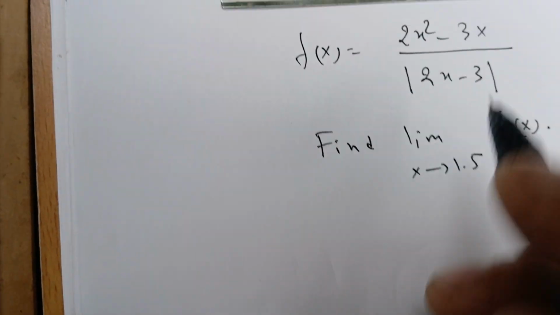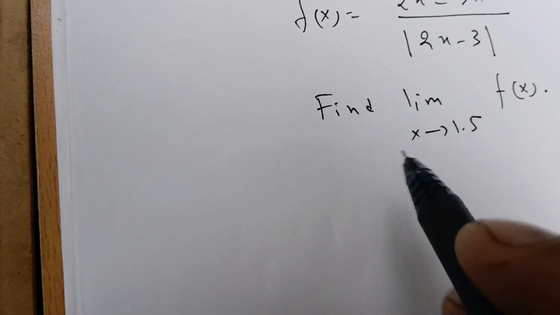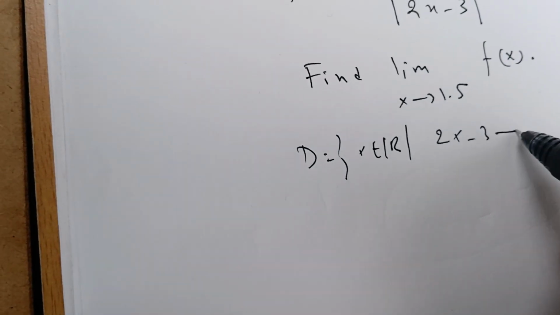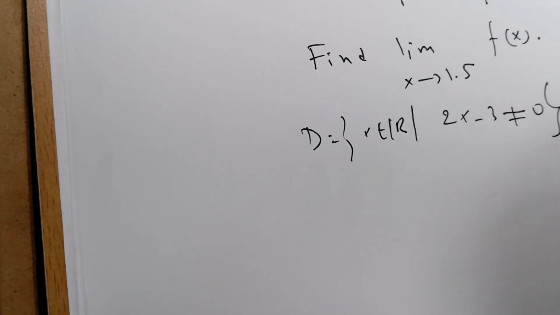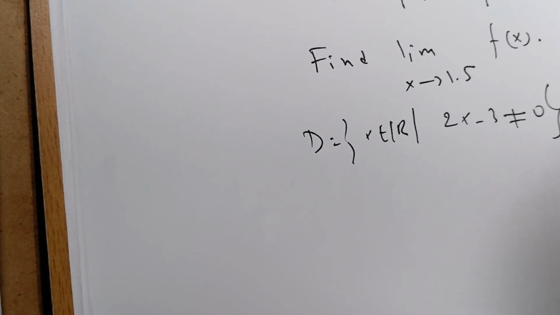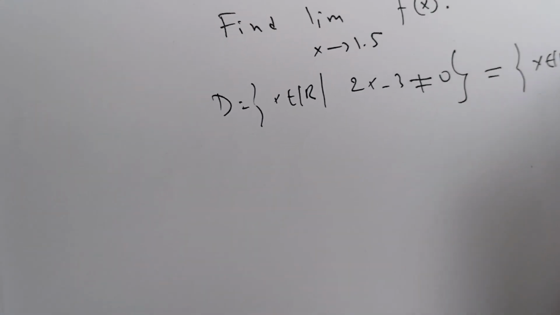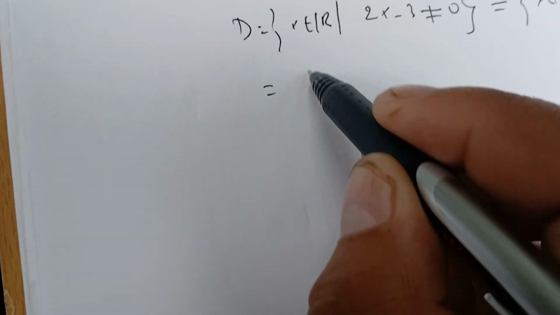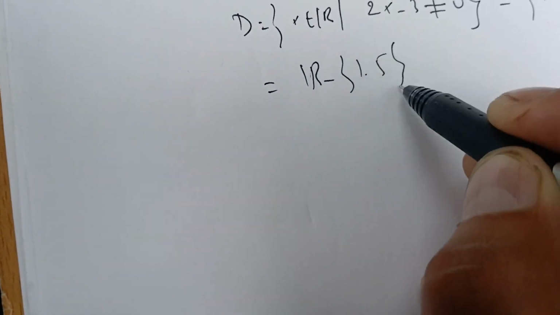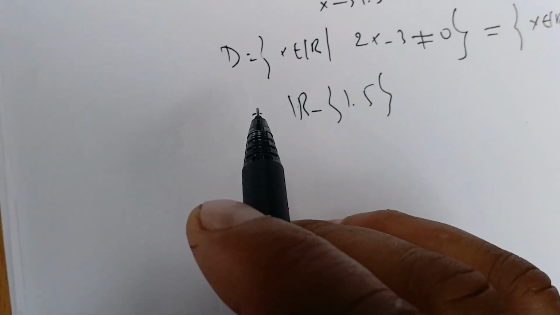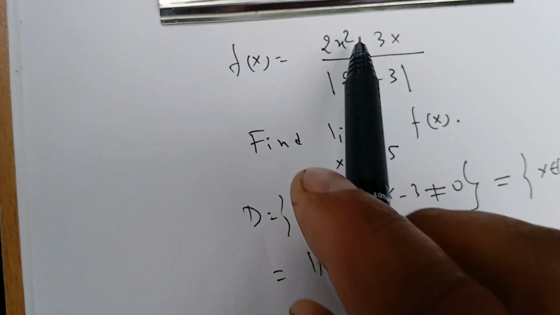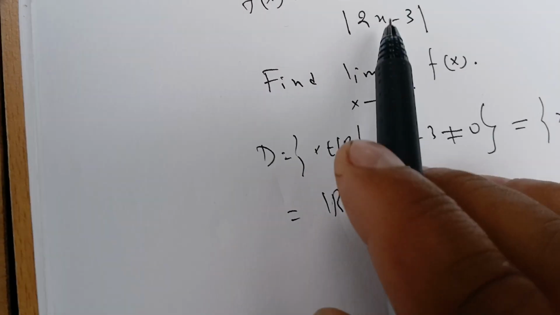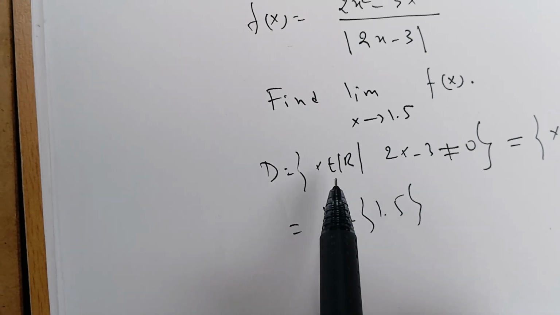So that's why we need to find the domain. The domain is the set of all those values. Domain is x in R such that 2x minus 3 is different from 0. That means it's x in R such that x is different from 3 over 2. Okay, that means it's R minus 1.5, or 3 over 2. So we have the function defined for all the values except when x is 1.5. In fact, when x is 1.5, we have 0 in the denominator.